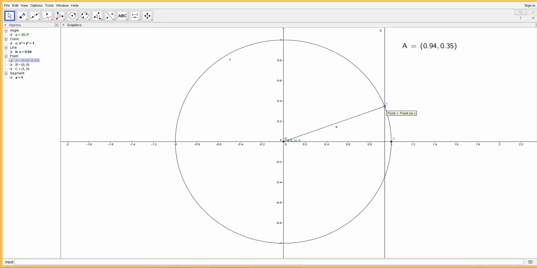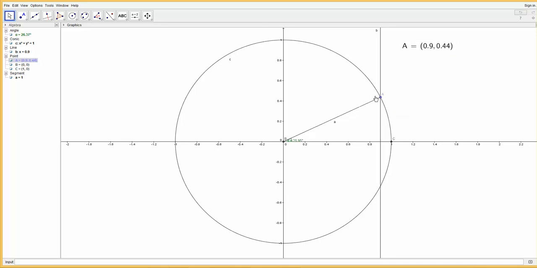20.3, that's close enough. So we've got 20.3 degrees here now. Take the cos of 20.3, you should find that that's 0.94. Take sine of 20.3. Remember, cos 20.3, sine 20.3 are the polar coordinates for A. Then you should get 0.35. So just checking a few of those values. That's all in the first quadrant.